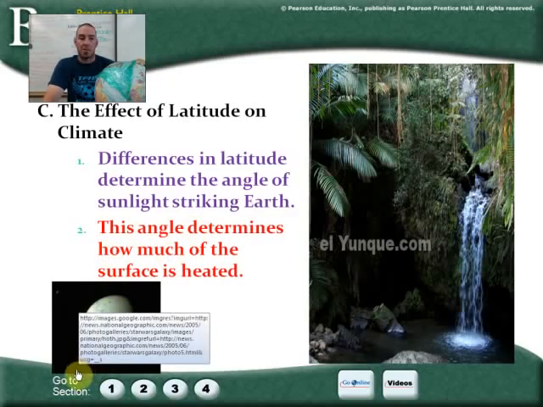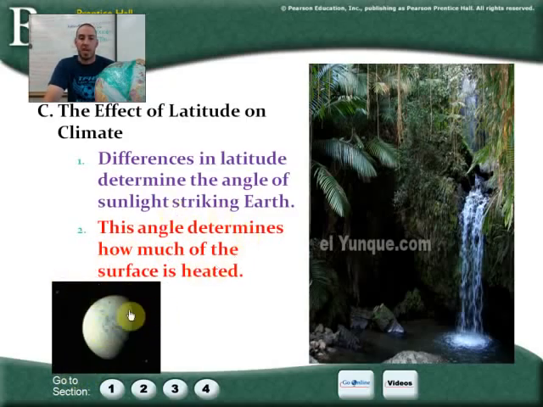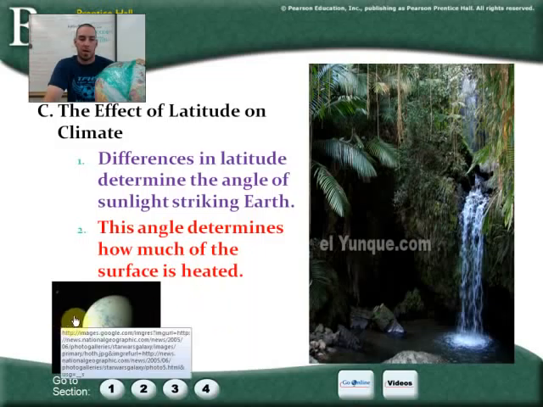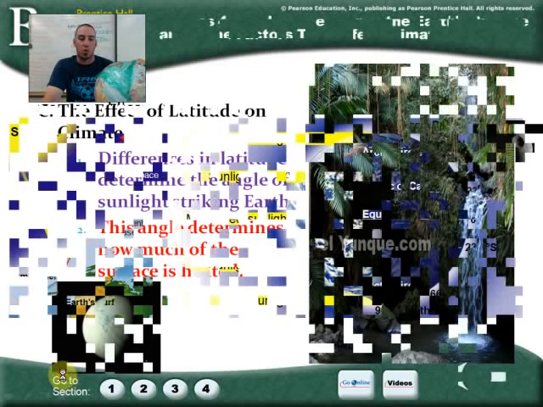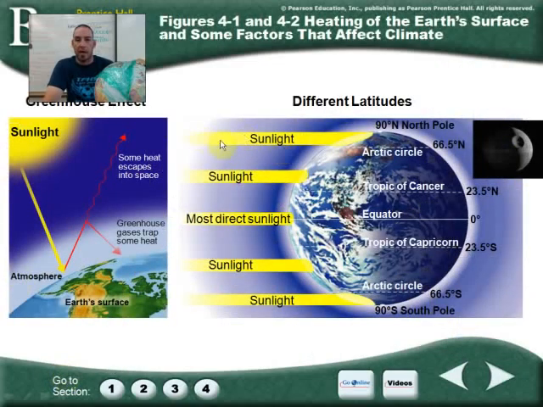Again, the angle determines how much of the sun's surface is heated. So if the sun were here and we're right in this area, we're going to get more sunlight. Obviously, if we're down here on the bottom somewhere, we're getting more indirect sunlight, so it's going to be a cooler climate. So again, here's a better chart of that.